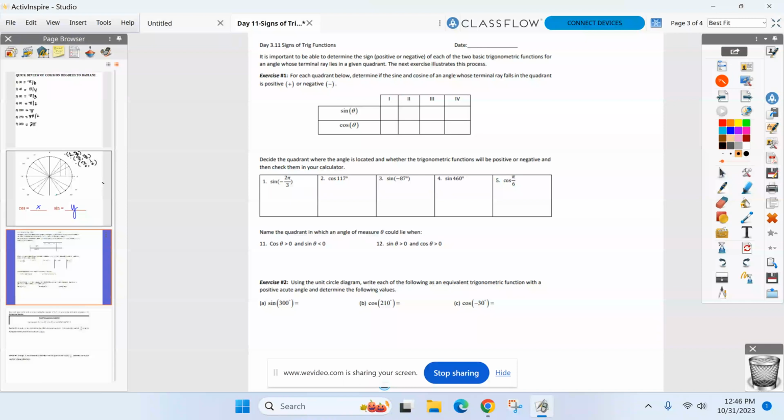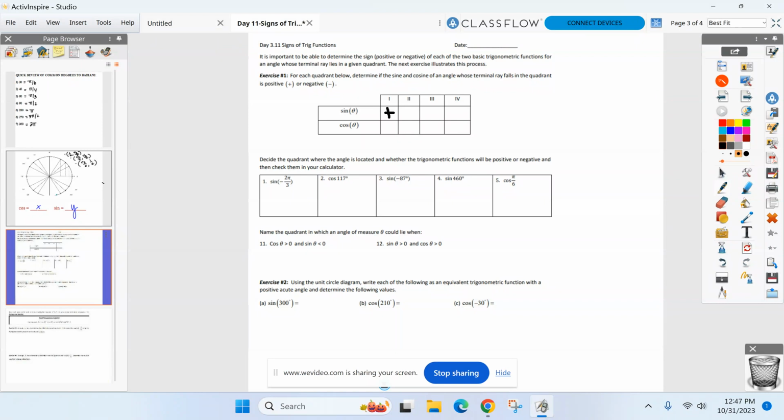Grant, give me an angle in the first quadrant. 30. Everyone go ahead, type sine of 30 in for me. Make sure you're in degree mode. I don't care what the answer is. I just want to know, is the answer positive or negative? If you do sine of 30, is your answer positive or negative? Everyone's positive. So everything in the first quadrant there, sine will be positive.